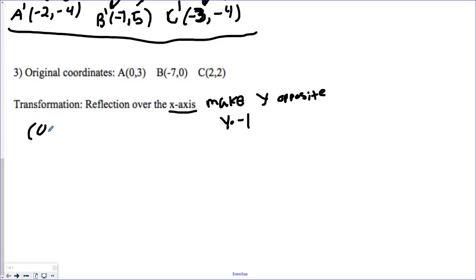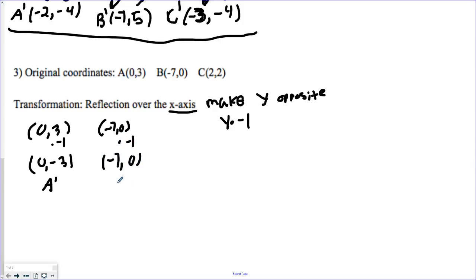So for here we have 0, 3. Take the y, multiply it by -1, and we get 0, -3. And that's A prime. So -7, 0. Take the y, multiply it by -1, and we end up with still -7, 0, which is B prime. So sometimes your point might not change because multiplying by -1 doesn't change anything, and that's fine.